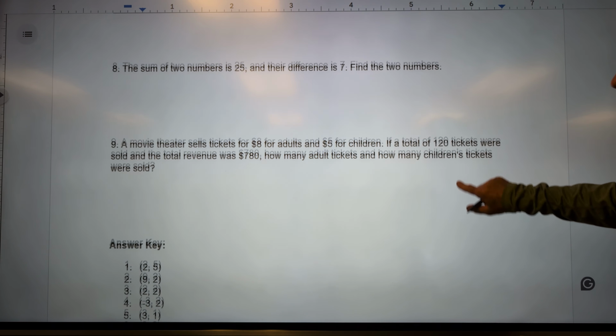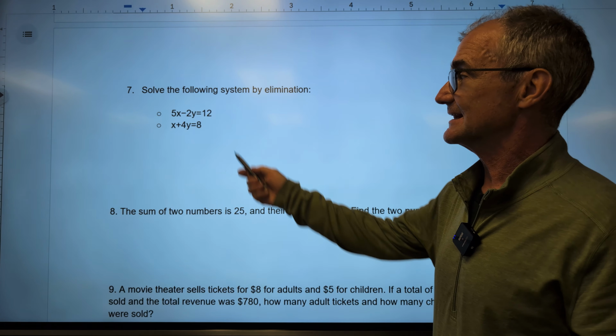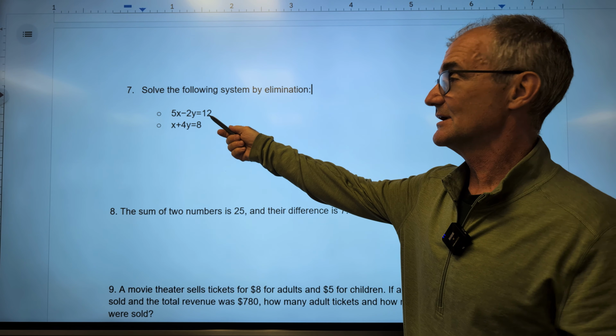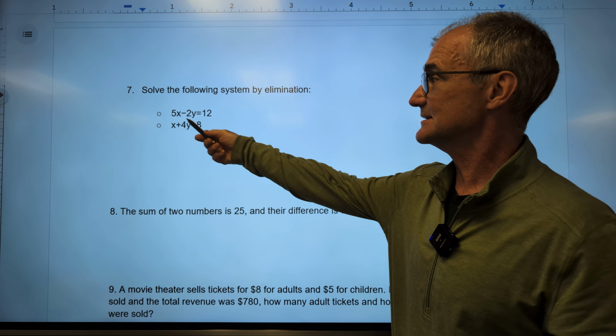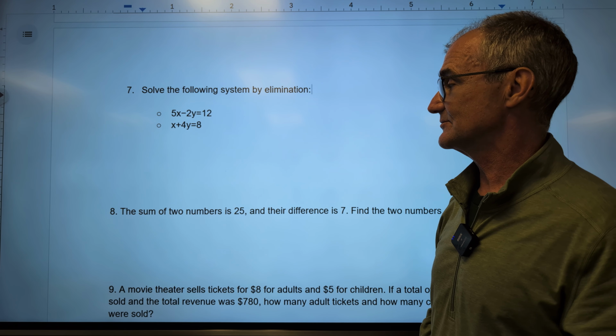I don't want this video to get too long here. This problem number 7, I do it similarly. I think I would multiply the top equation by positive 2, both sides of the equation. That'll give me 10x minus 4y equals 24. And then I'm going to add the two together to get those y's to drop out.